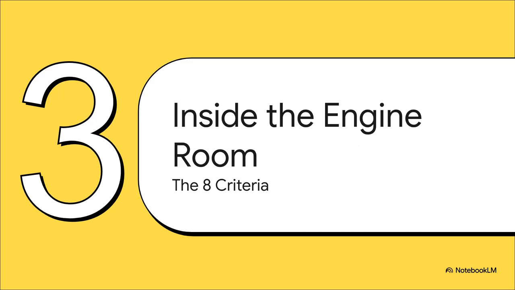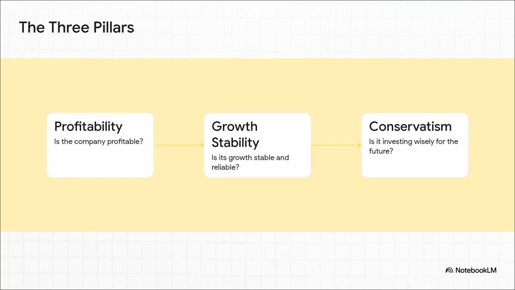So what are those 8 questions? How does this thing actually work? Well, it's time to pop the hood and look inside the engine room to see what makes it tick. Now, these 8 tests aren't just a random checklist. They're neatly organized into 3 main categories, or you could call them pillars. Think of it like a complete health checkup for a company. Pillar 1, is it actually making money? You know, profitability. Pillar 2, is that growth steady and reliable, or is it all over the place? And Pillar 3, is the company playing the long game, investing in its own future?